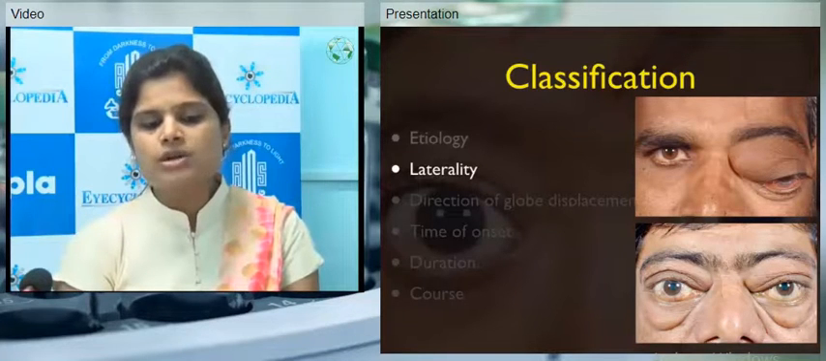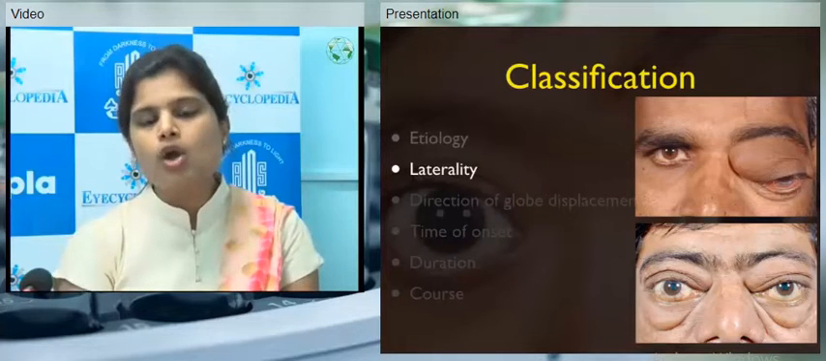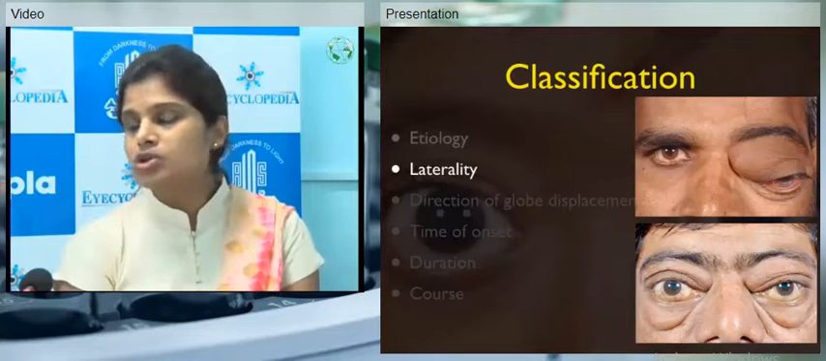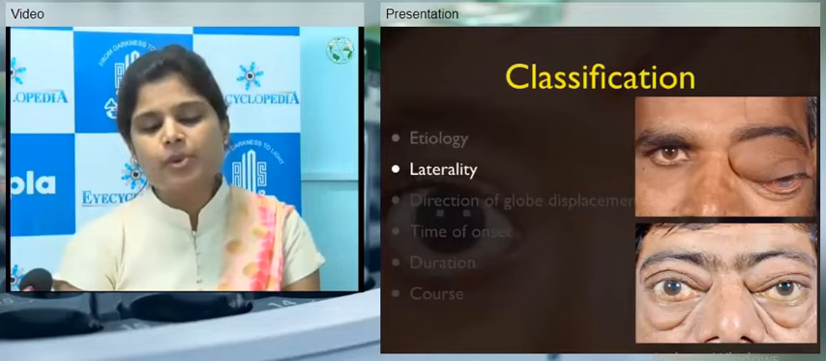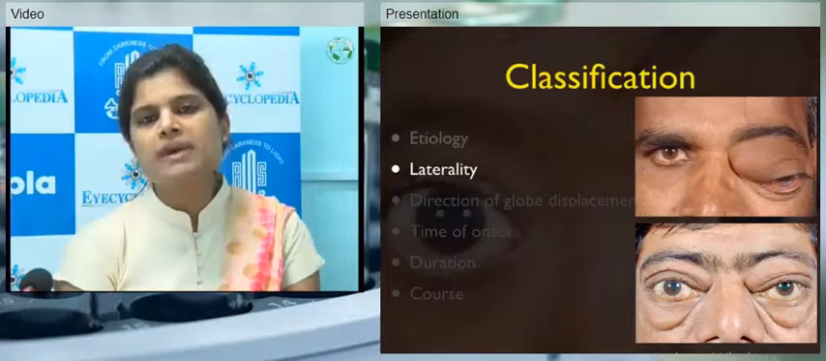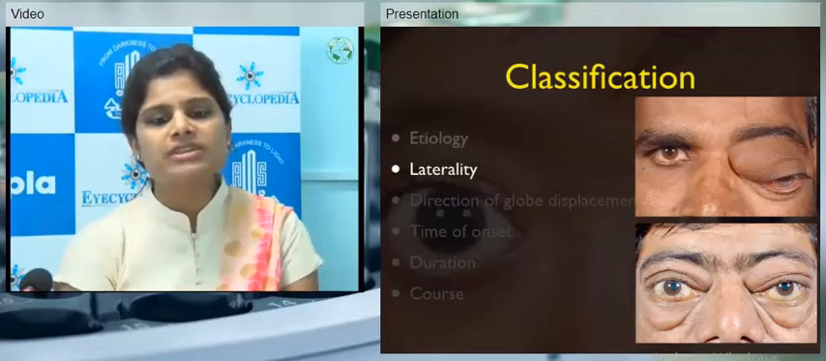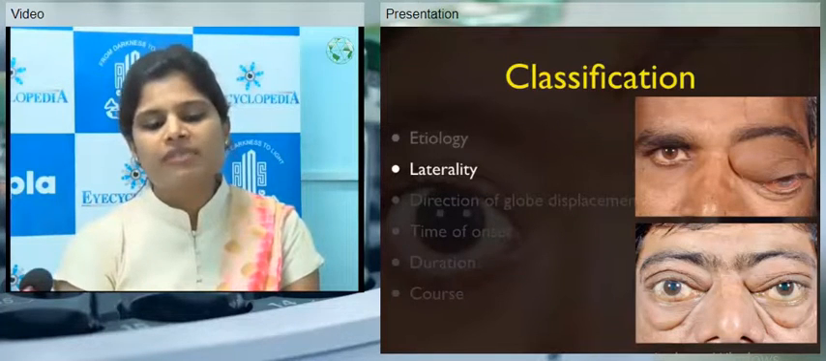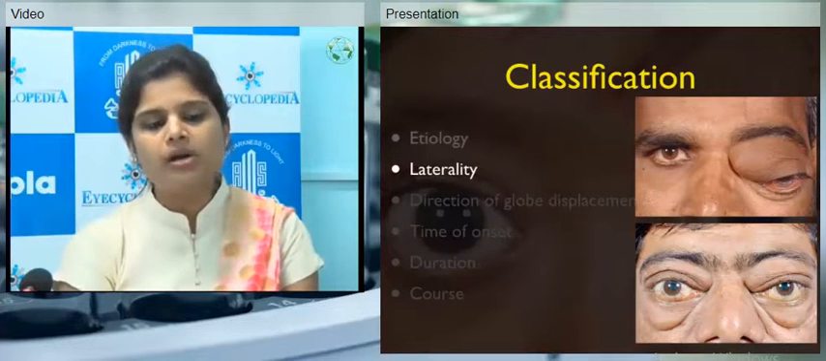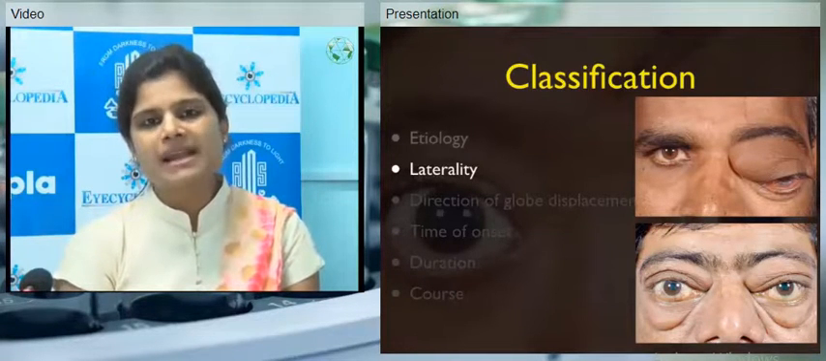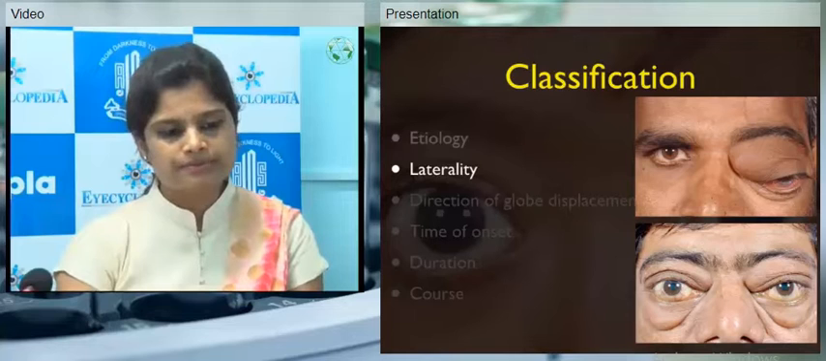Of course, the other causes can be certain inflammations as well, or more commonly tumors. Tumors cause bilateral proptosis mainly because of systemic involvement, where it can be metastasis from a systemic disease which can cause bilateral involvement, or it can be tumors like lymphoma, which can again cause bilateral proptosis.